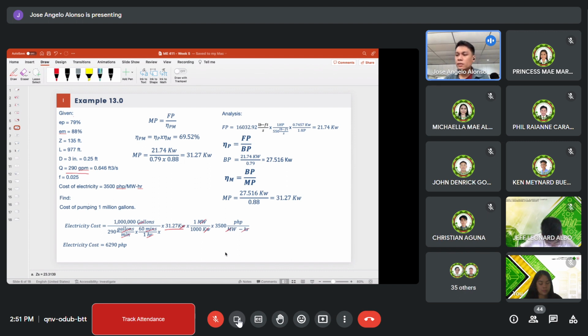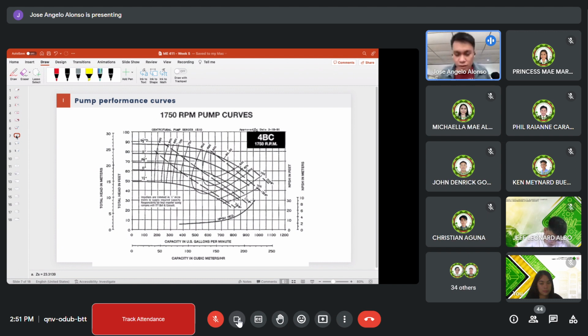So basically, it will take around 57 hours to pump 1 million gallons if the capacity of our pump is 290 gallons per minute. And for that 57 hours, you can also multiply it by the kilowatts to know the consumption of our motor in kilowatt hours. Okay class, let's move to the next problem. Okay.